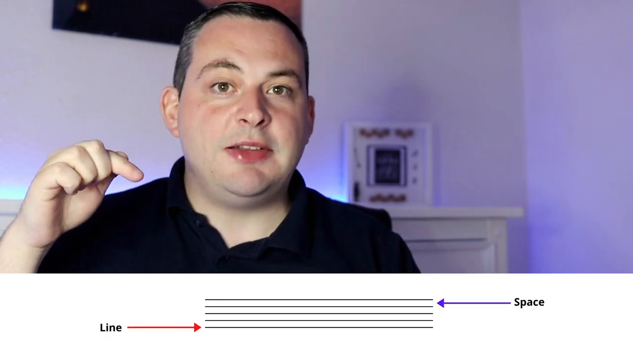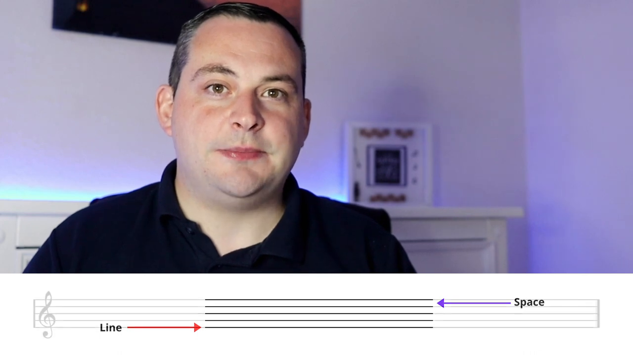First of all, music is written on these lines, which you'll see here. This is called the staff or the stave, and you'll see it's made up of 5 lines and 4 spaces. At the start of the stave, you'll see this little symbol, which is known as a clef. In this instance, this one is known as a treble clef. Clef is French for key, and this symbol simply tells us what pitch we are playing in. Remember, pitch is how high or how low a note sounds.